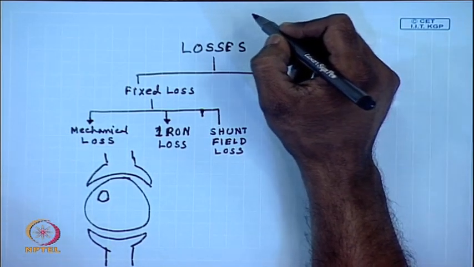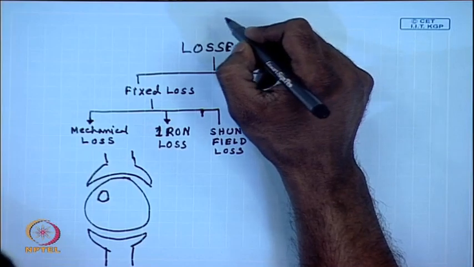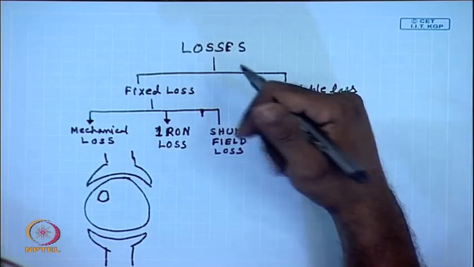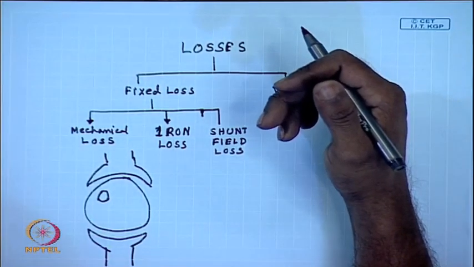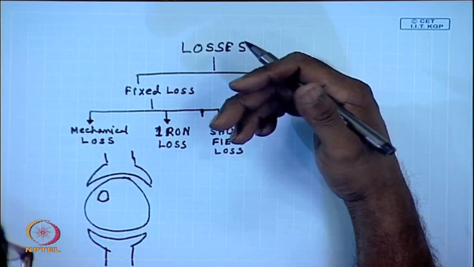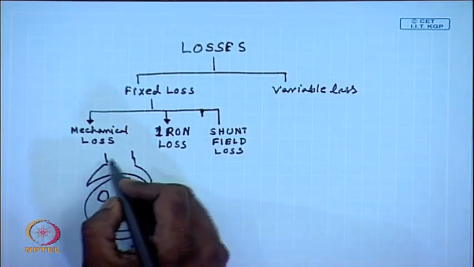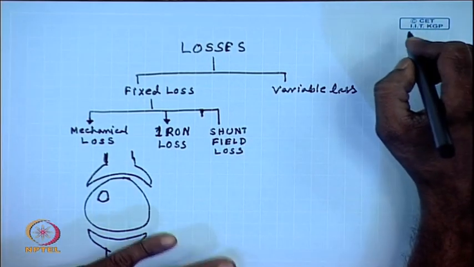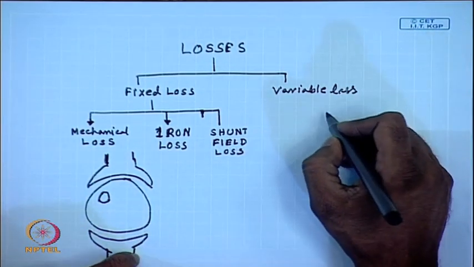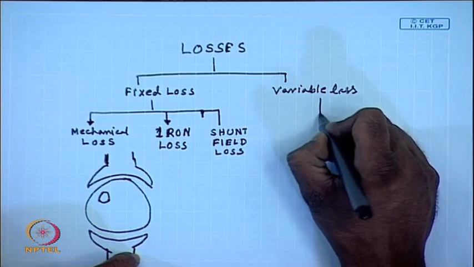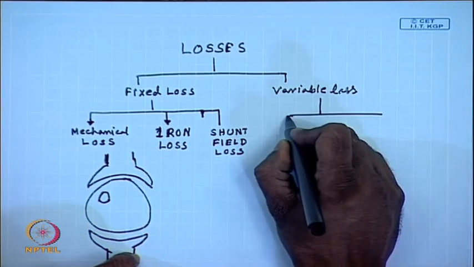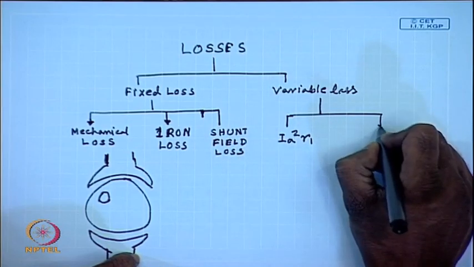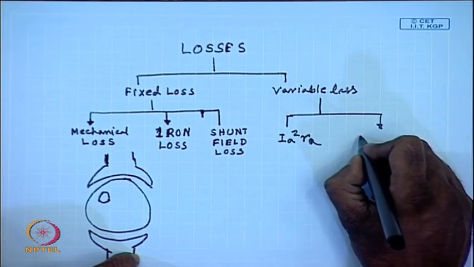The iron loss is mostly due to hysteresis and eddy current loss. Hence, it has the effect of producing an opposing torque on the motion of the machine. Hence, sometimes it is represented as a part of mechanical loss. The variable loss is mostly the Ia square Ra and the brush contact loss.